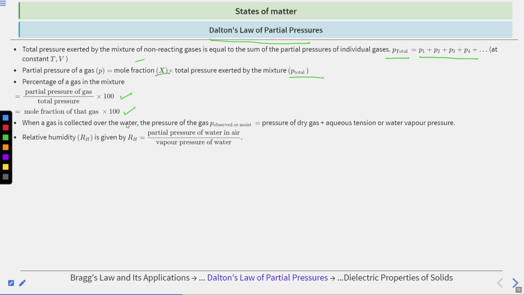When a gas is collected over water, the pressure of gas, which is the observed or moist pressure, will be equal to the pressure of dry gas plus aqueous tension or water vapor pressure. By this, we can write the relative humidity formula: partial pressure of water in air divided by the vapor pressure of the water.